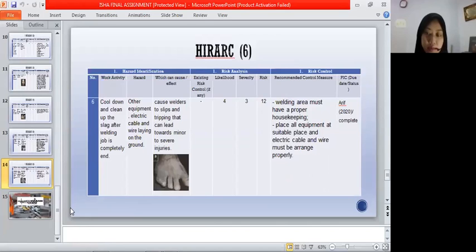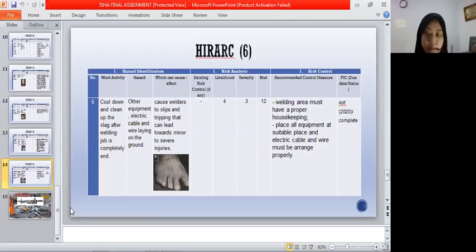For the last hierarchy, the work activity is to cool down and clean up the slag after welding. When the job is completely ended, other equipment, electric cable and wire laying on the ground cause welders to slip and trip, which can lead to minor to severe injuries. Another cause is injury while using a grinder to clean up the slag. For likelihood, 4. Severity is 3. Risk 12. The recommended countermeasure is that the welding area must have proper housekeeping.